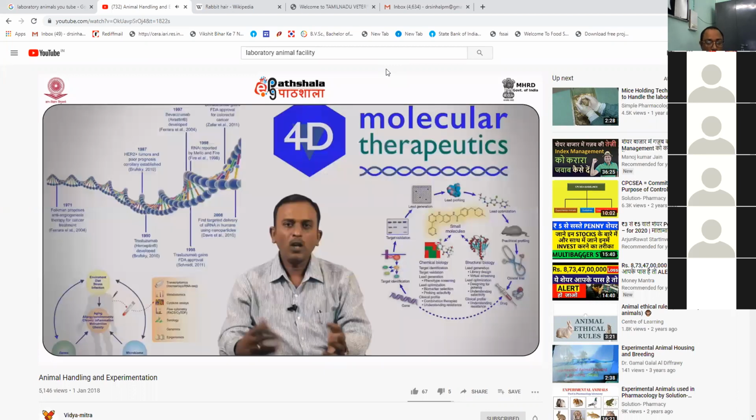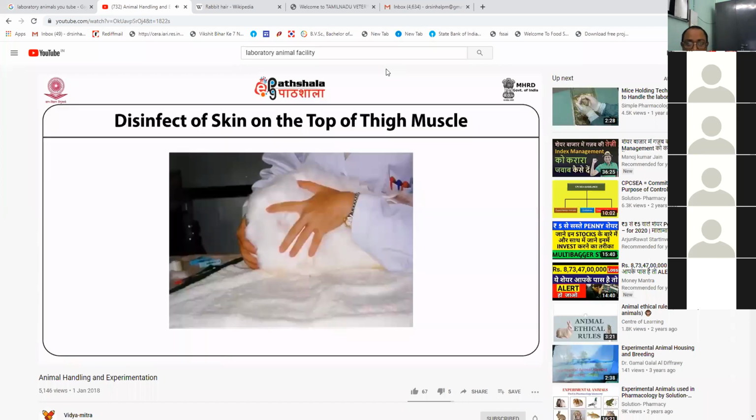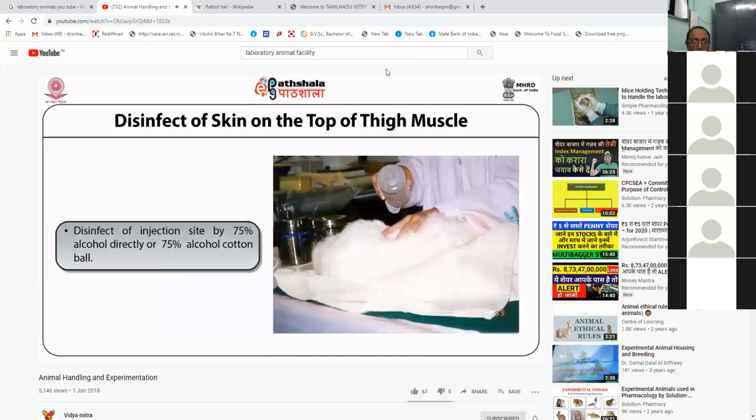The common intramuscular injection in rabbits is mostly done to administer antibiotics, tranquilizers, or anesthetic agents before we do any procedures in rabbits. This is a picture showing how you disinfect the skin on the top of the thigh muscles before giving any injection to the rabbits. See, the area is disinfected with 75% alcohol, and usually a ball of cotton is used to disinfect clearly.